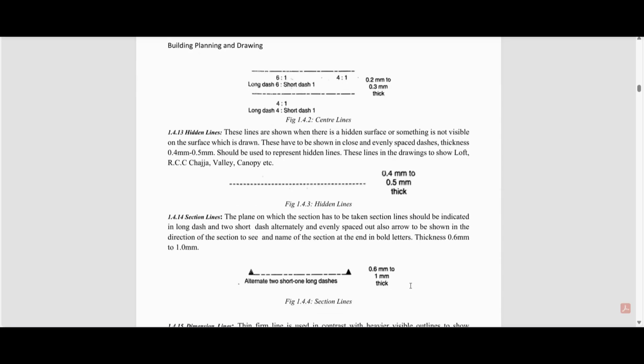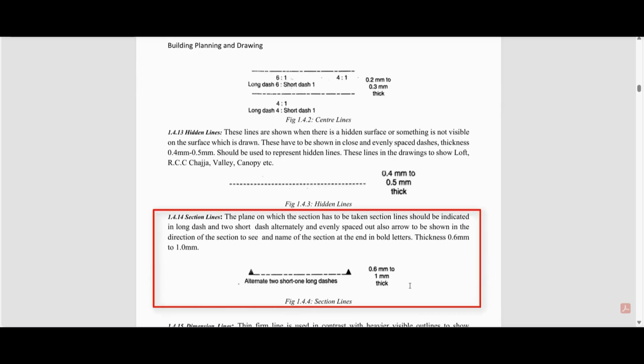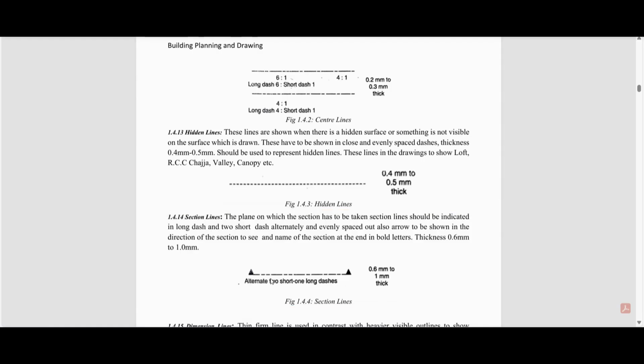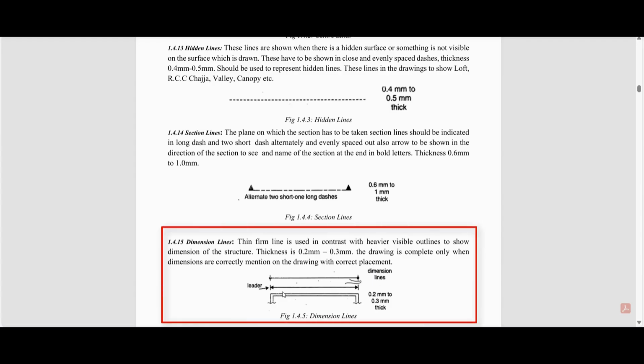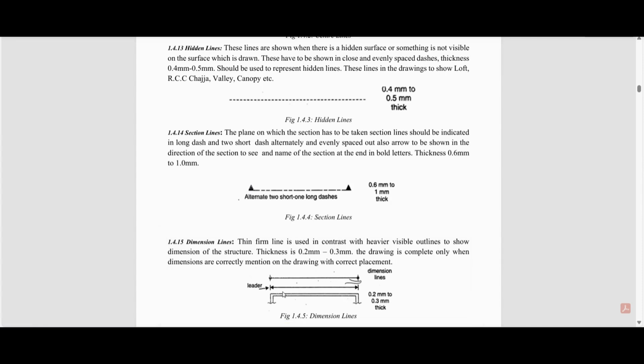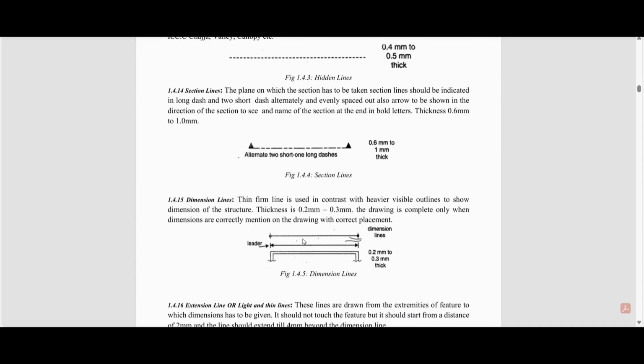Next coming down, section line. Section line thickness should vary from 0.6 mm to 1 mm and this is how we can draw it, that is 2 short and 1 long dash. Next one is dimension line. Dimension line is used to give the dimension of the drawing, because without dimension there is no meaning for the drawing, and the thickness of the dimension line varies from 0.2 to 0.3. So here you can see how it will be.